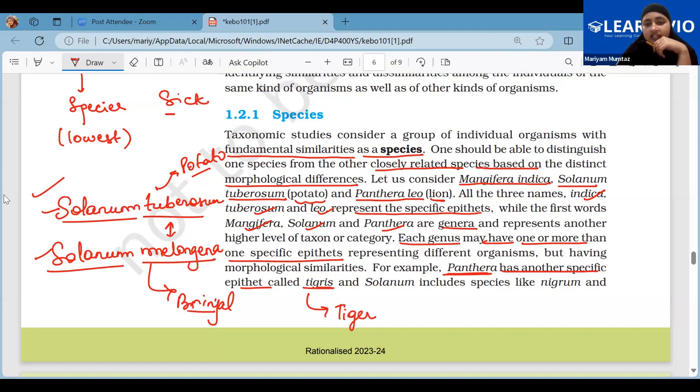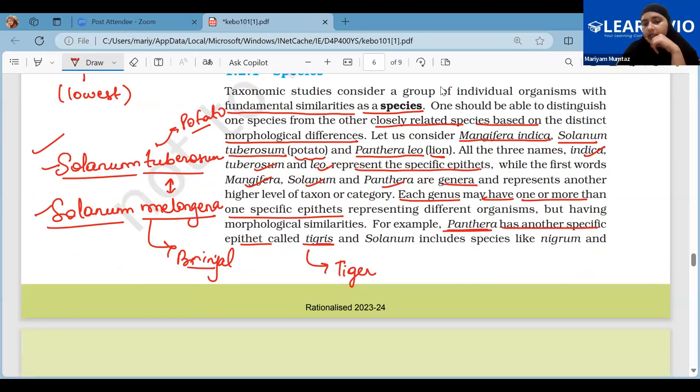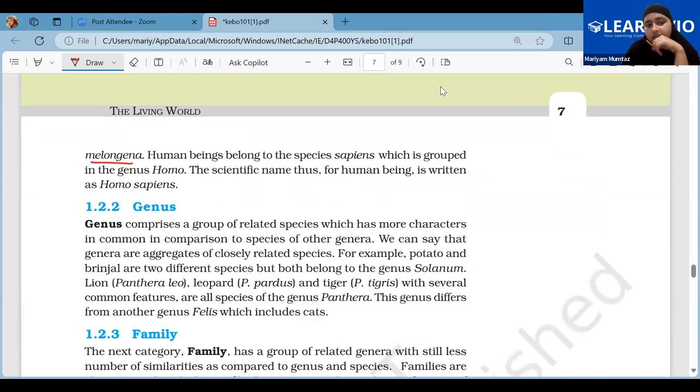Ma'am, genera and genetic are same? No. Genera and genus is same. Genetics is something else. Genetics is different. Now, Solanum includes species like nigrum, melongena. Human beings belong to the species sapiens, which is grouped into the genus Homo. So, we are Homo sapiens. Now, everyone has understood species?